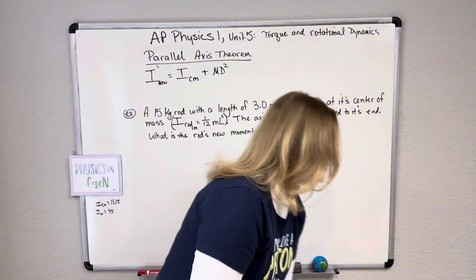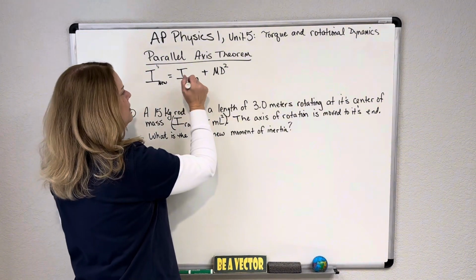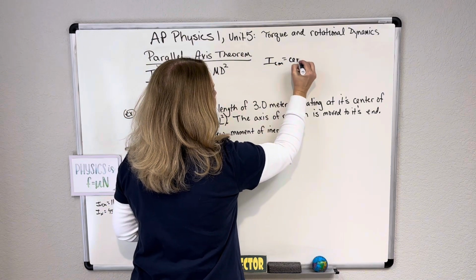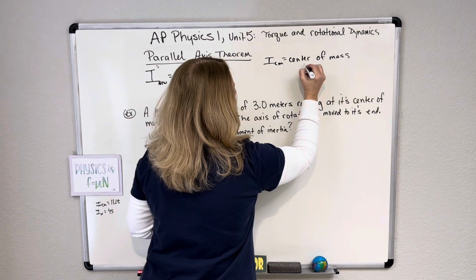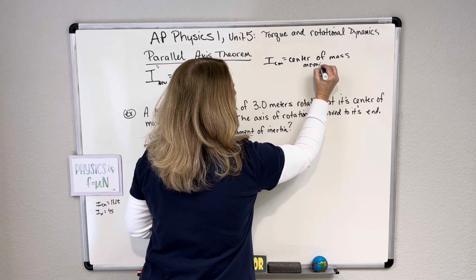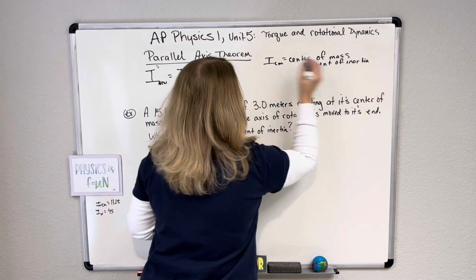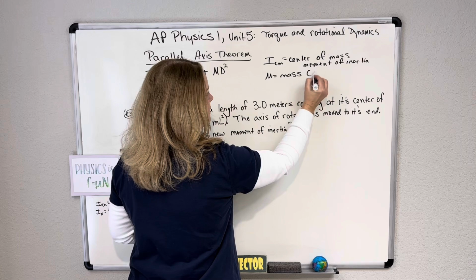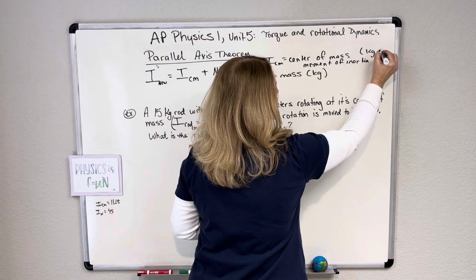All right, so let's get going on that. What does this formula mean? That is representing the moment of inertia at center of mass. Now, let's talk about what these others represent. M is just the mass of your rigid object, and that's in kilograms. By the way, the moment of inertia is in kilograms times meters squared.